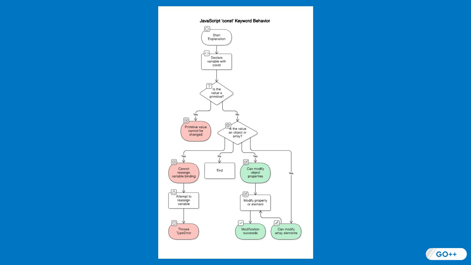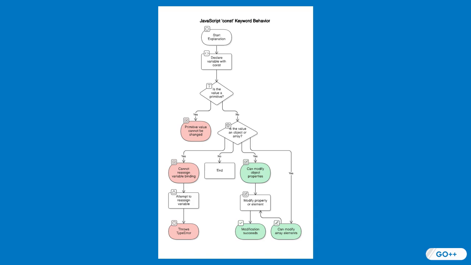Let's dive in and see how const can help you write more robust and maintainable code. The const keyword in JavaScript was introduced with ECMAScript 6 or ES6 and has since become a cornerstone for defining constants in your code. But what exactly does const mean? In simple terms, const is used to declare variables that are meant to remain constant after their initial assignment.